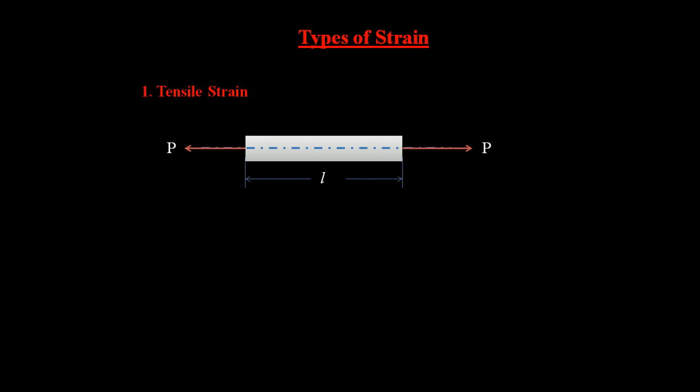So initially I am assuming the length of the body as L, and after the application of the force or load P, the extension has taken place like this. This change in dimension, that is extension, I am assuming as DL, the change in length or increase in length. So these are the changes that happened due to the tensile force we have applied, and we can find the tensile strain with the help of the definition.